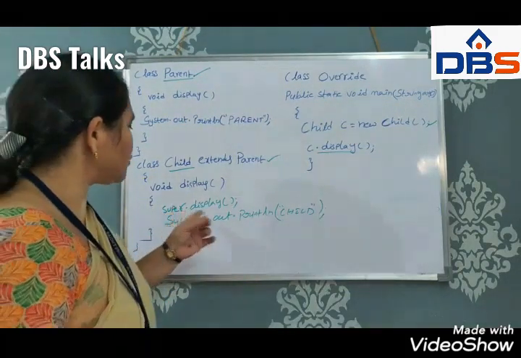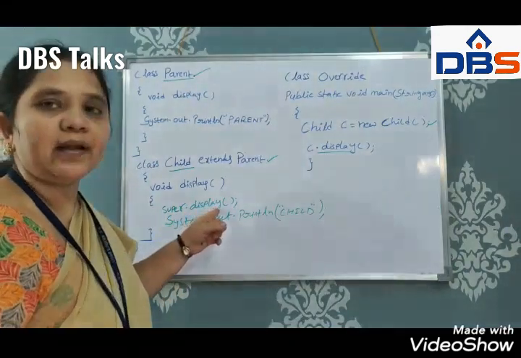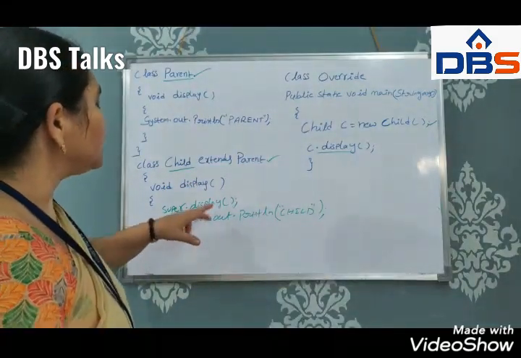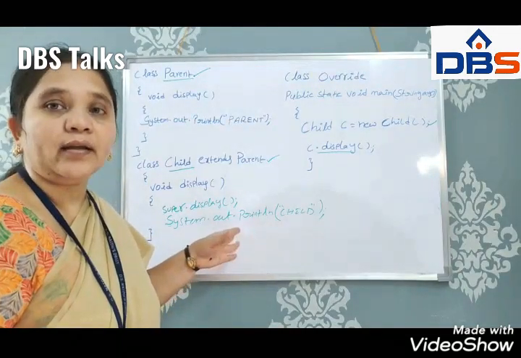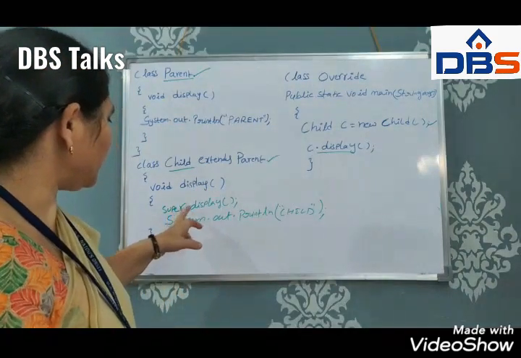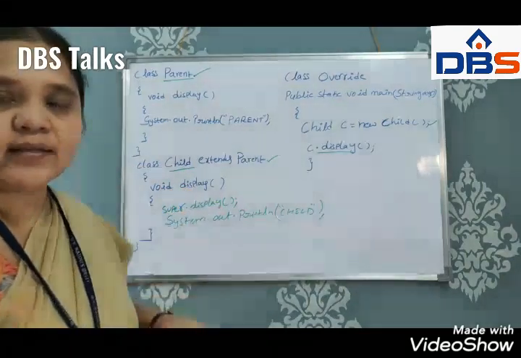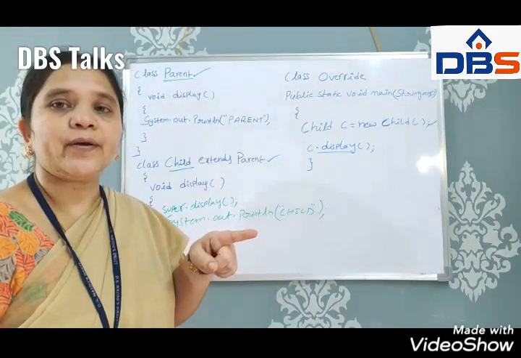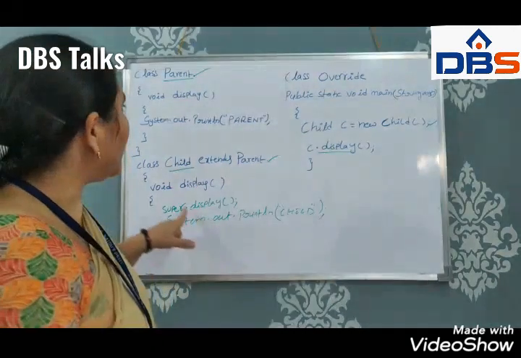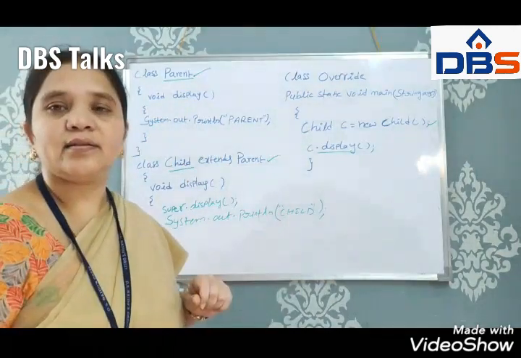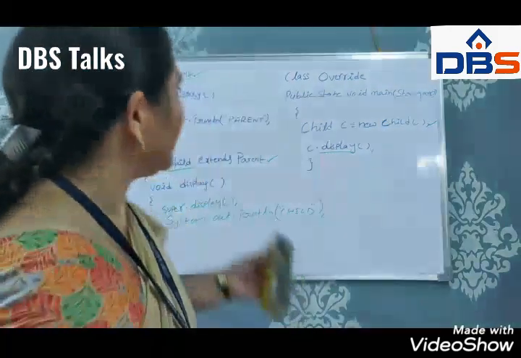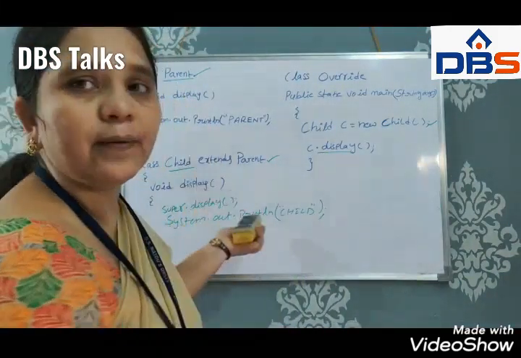So what happens here when we use the super keyword, super.display? The controller comes here, and it also executes the instance variables of the parent class. So when you use a super keyword in a subclass, the controller executes the immediate variables of the child class and the instance variables of the parent class. That is the importance of the super keyword. So according to this, it will execute both the statements.